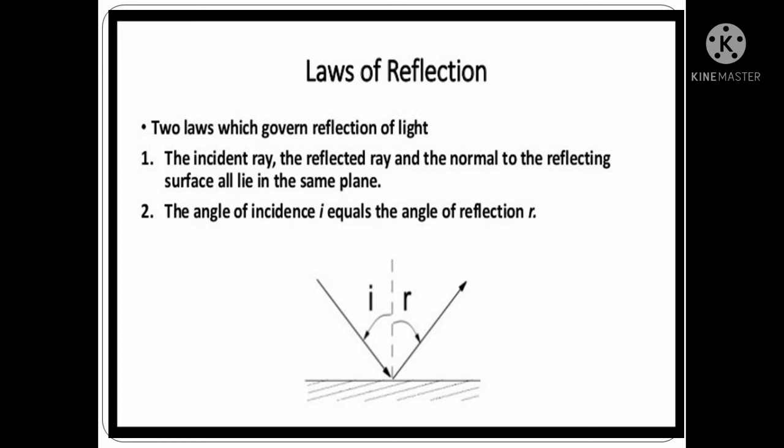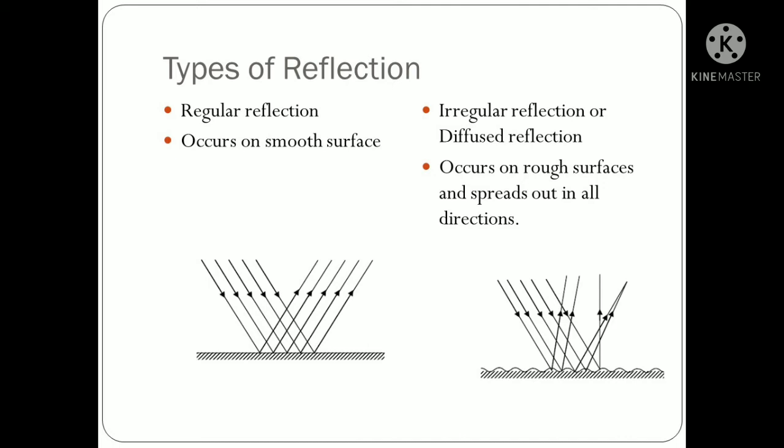So what are those types of reflection? See here, types of reflection: regular reflection and irregular reflection. Regular reflection, can you see? It always occurs on a smooth surface. All the incident rays are parallel and the reflected rays are also parallel, on a very smooth surface. But irregular reflection, also called diffuse reflection, occurs on a rough surface and spreads in all directions.